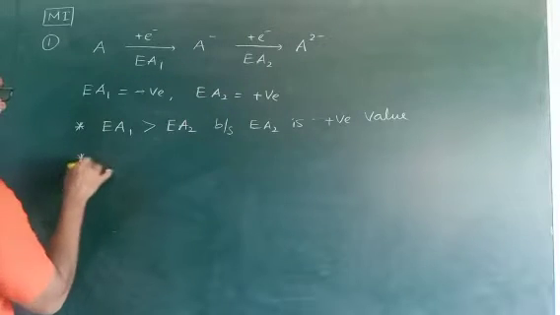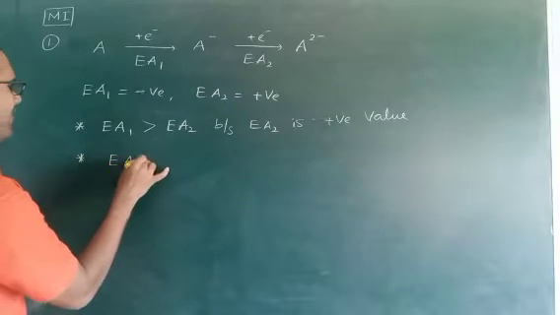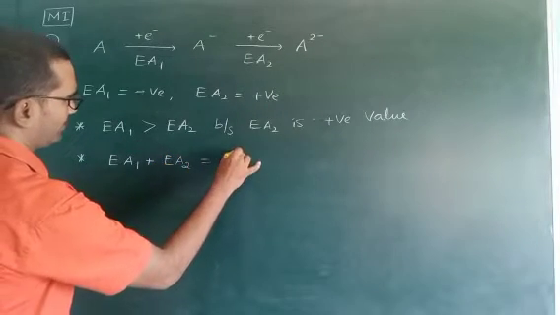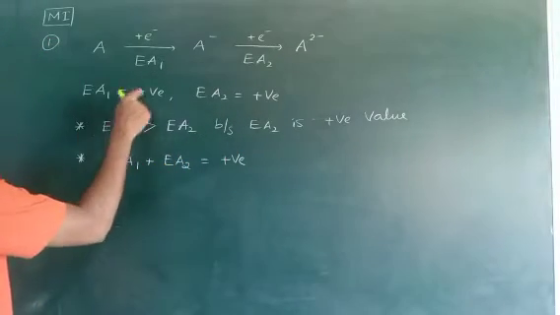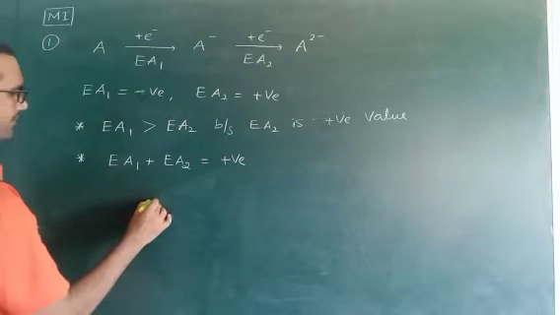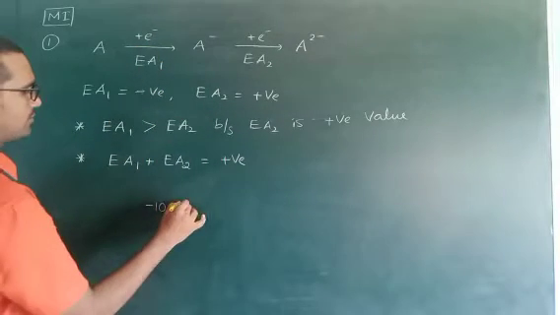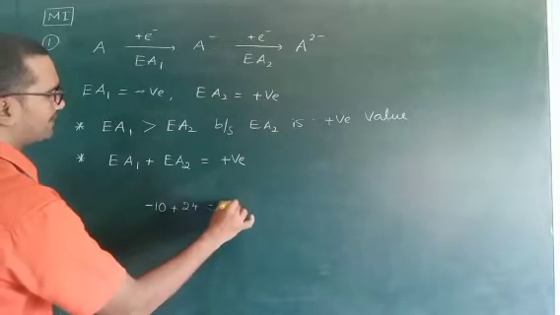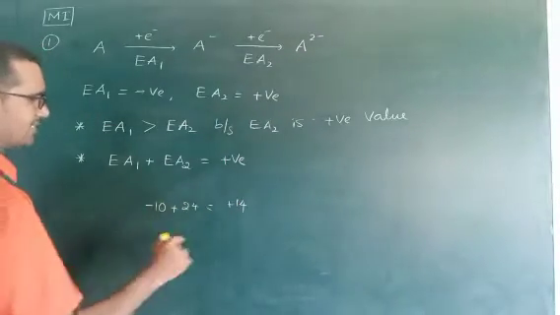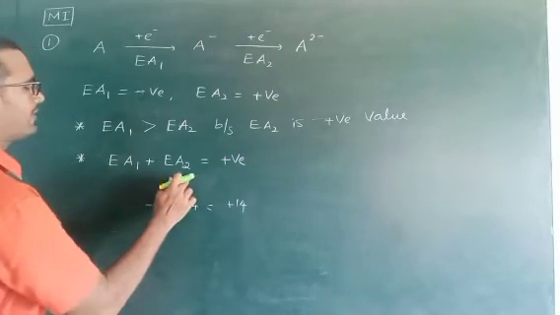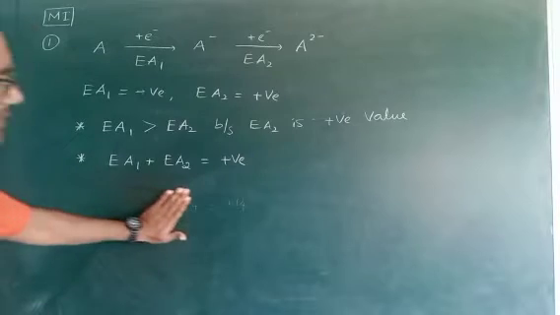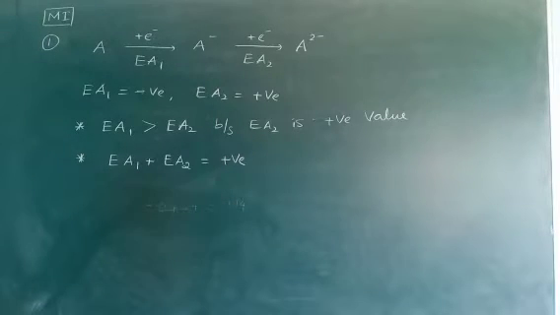This EA1 plus EA2 value is also equal to a positive value. Because, for example, EA1 value is minus 10, EA2 is plus 24. Then what is the total value? Plus 14. That's why the total of EA1 and EA2 is also a positive value. Okay? Right, this is very, very important.